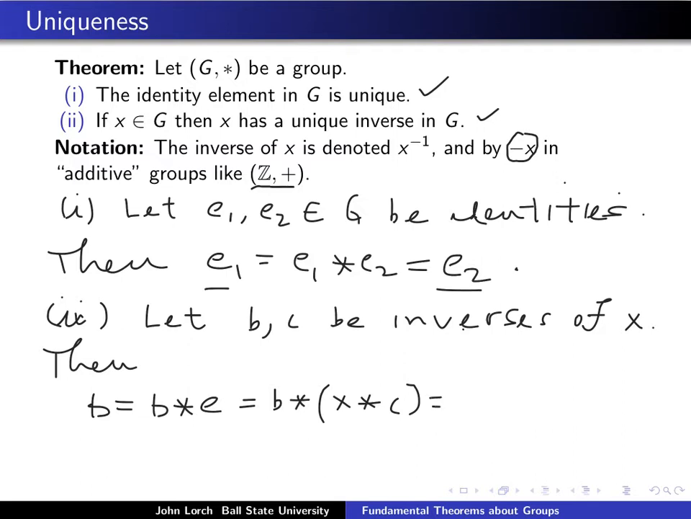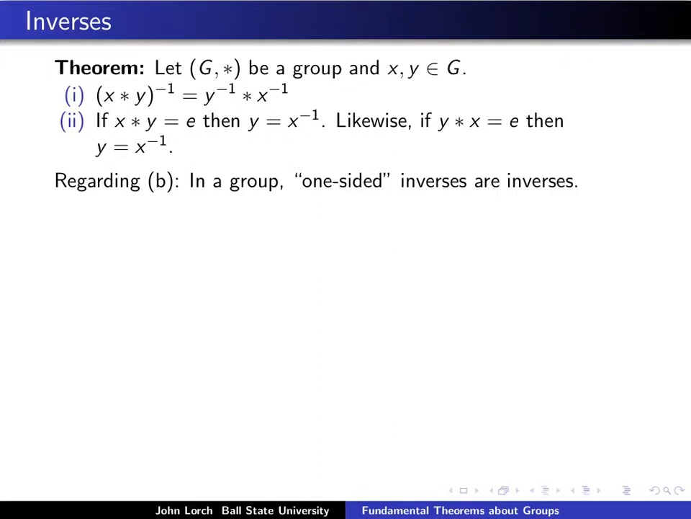And now the associative property can kick in, right? I can write that as B times x times C. But B times x, remember, B is an inverse of x, so B times x is the identity. And the identity times C is just C. So the upshot is that B and C are equal, and therefore inverses are unique in a group.